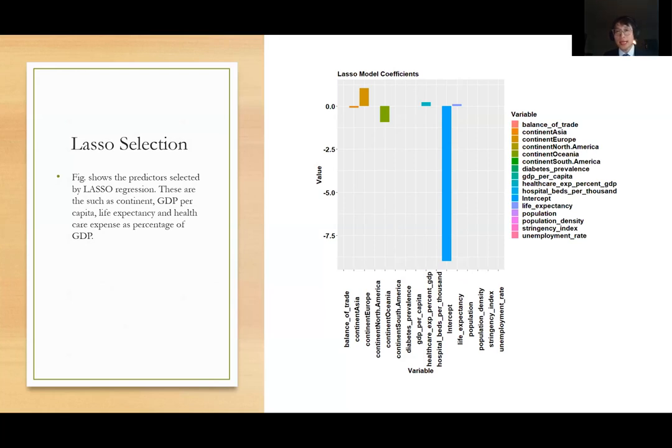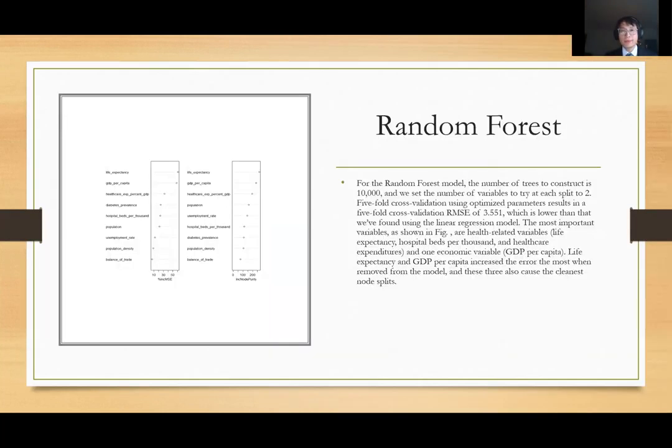And here is the result of our lasso selection. The figure shows the predictors selected by lasso regression. They are continent, GDP per capita, life expectancy, and healthcare expense as a percentage of the GDP.